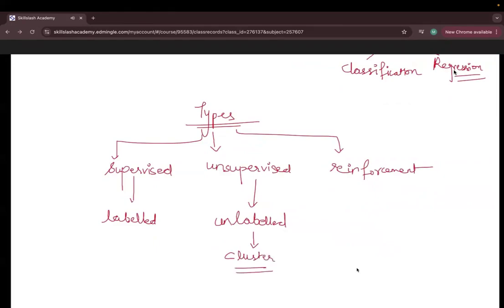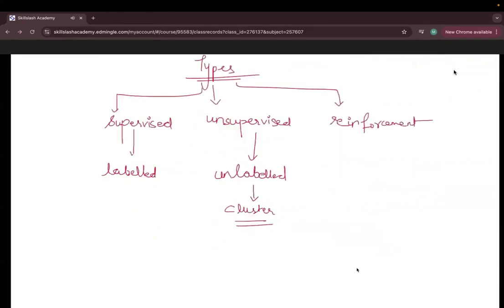Now, when we are talking about supervised, first we are going to deal with supervised ML. Okay, so in that supervised, we have two subdivisions: the classification and the regression.